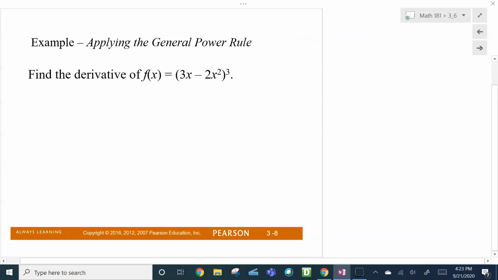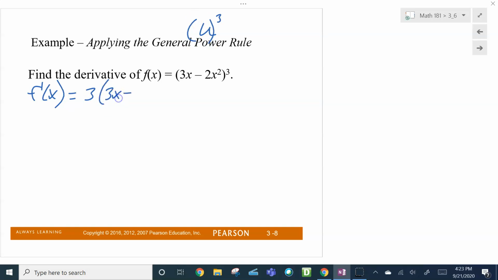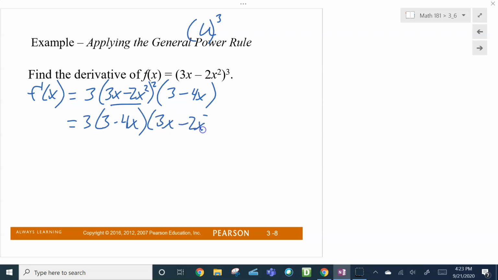Let's do it here. We've got another composite function. So when we take the derivative, this is kind of like u cubed, right? If we were taking the derivative, we'd have 3u squared. So when we take the derivative, we have 3, and then we've got 3x minus 2x squared, and then we take the derivative of the inside, which is 3 minus 4x. So it's just 3 minus 4x, 3x minus 2x squared. There's our f prime of x.